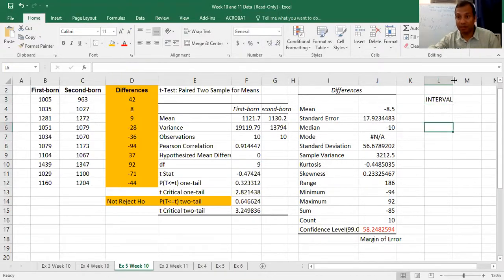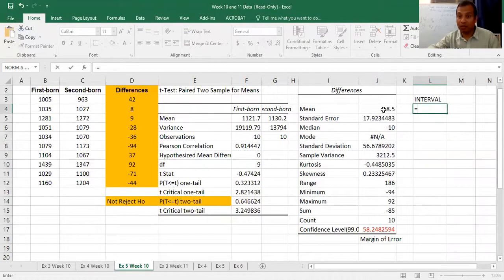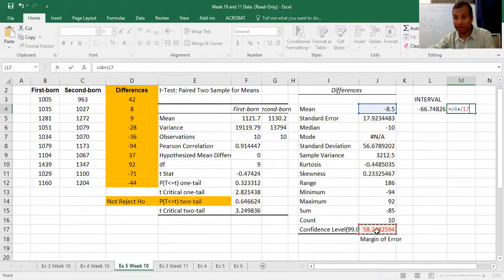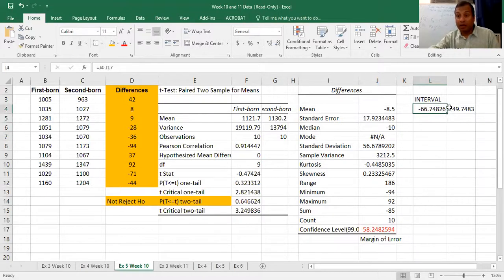Confidence interval estimation, the interval I'm trying to get here. So the interval will be the mean minus the margin of error, and then the mean plus the margin of error. Okay, this time I got the CI estimation, as you can read here, minus 66 to plus 49.